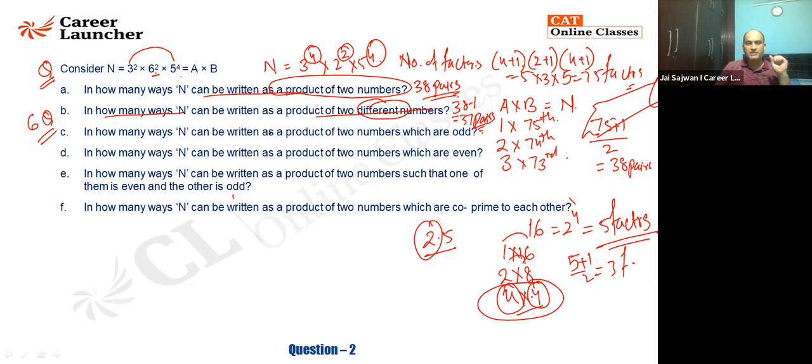Now, in how many ways can n be written as a product of two numbers which are odd? Now, my dear, if I ask you how many ways you can write 4 as a product of two numbers, it is an even number. How can an even number be written as a product of two odd numbers? Is it ever possible? No, odd into odd is always odd. I have already discussed it in the earlier classes. So I will say it is never possible. So the answer is how many ways? I'll say 0 ways.